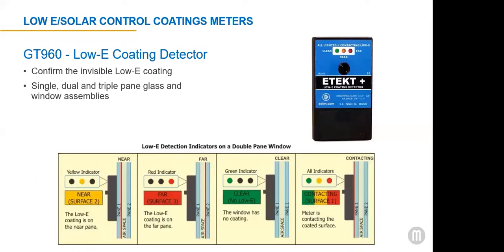There's many models of low E detectors on the market. An economical version is the low E coating detector by ETECT. This detects the presence and location of the thermal resistance coatings, more commonly called low E, that are used on energy efficient single and double pane glass. It never requires calibration, and it's powered by a 9-volt battery.